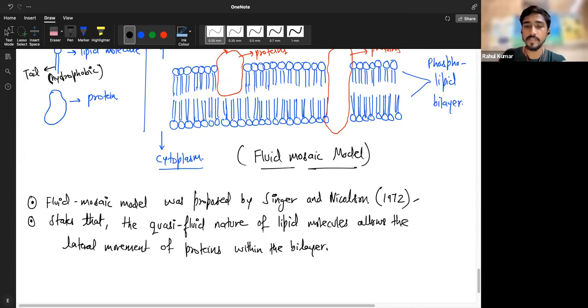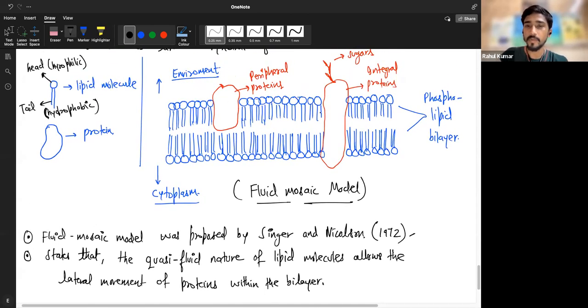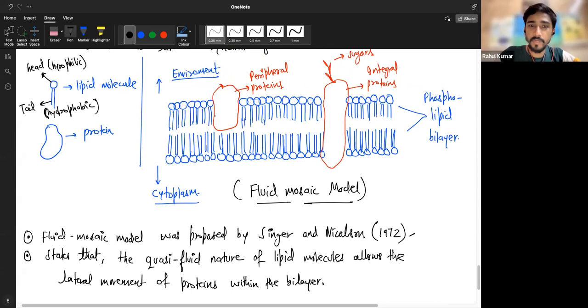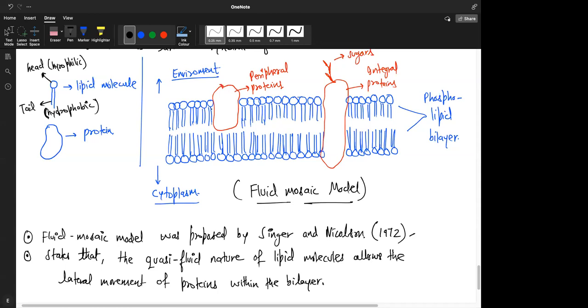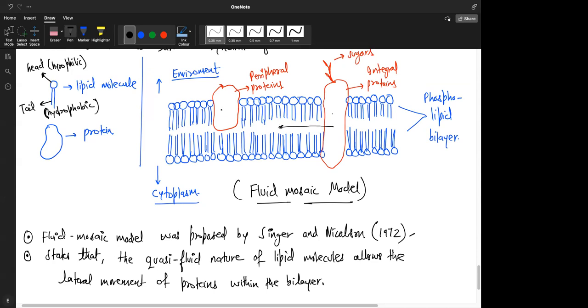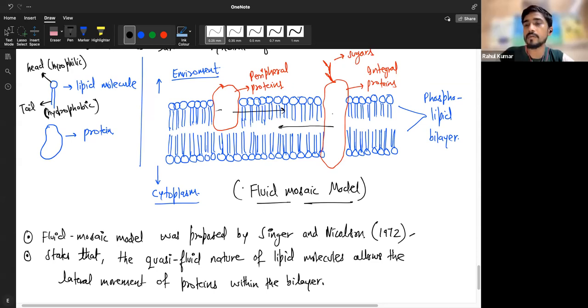What I mean to say is, look here, I told you there are proteins, right? Now, if this was something rigid, then this protein throughout its life would be here only. Imagine a wall, and if you put a nail or a painting there, does that painting change its position on the wall? No, because it's rigid, it is fixed, right? But these protein molecules are not fixed. They change their position. This molecule can travel here and come to this part. This molecule can also travel to this side or this side and come to some other region.